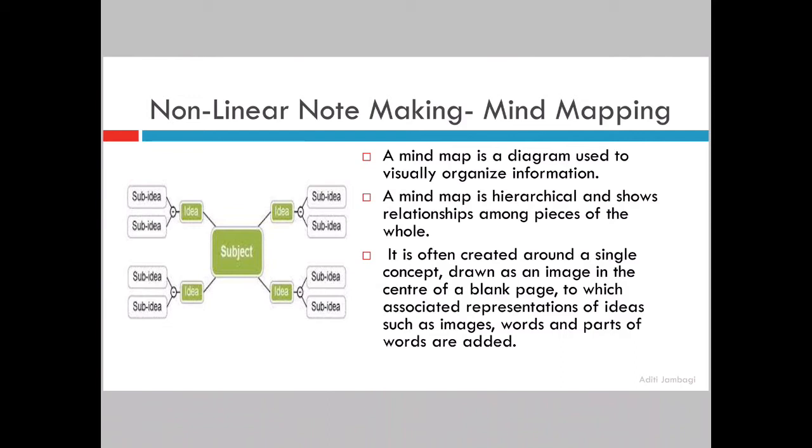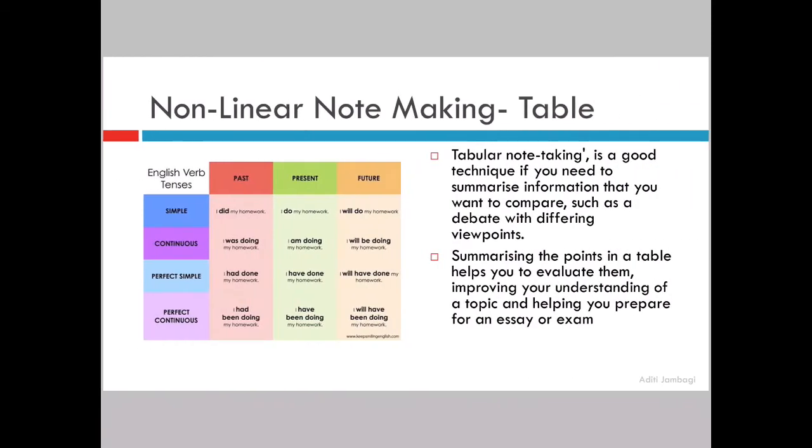Getting it? So a mind map summarizes information. Instead of sentences, ideally we use only one word or we draw some image. So this is what mind mapping is all about. Next is table. We all make tables when we make notes, isn't it?